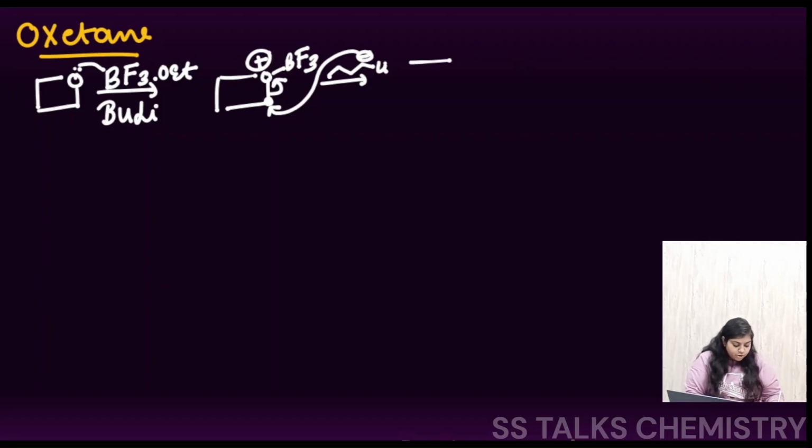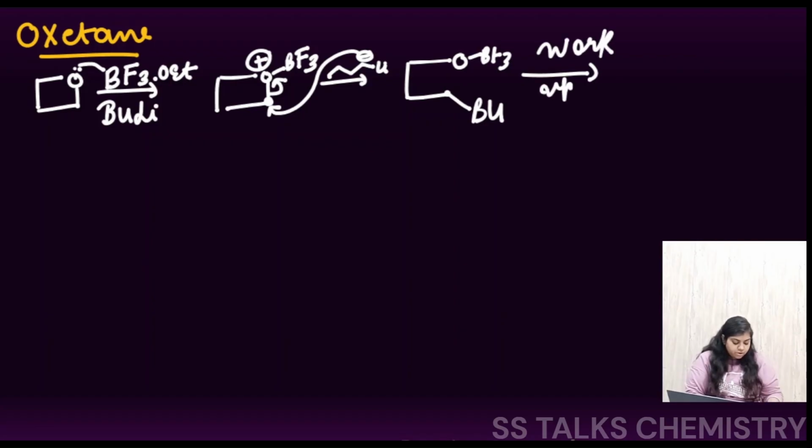So what we are going to get here is O with the BF3. Next here is CH2, and this carbon has formed the bond with the butyl species that is present. Next, the step will be the workup of this. So we are going to get OH being formed, and here this species being formed. So this is going to be the product.